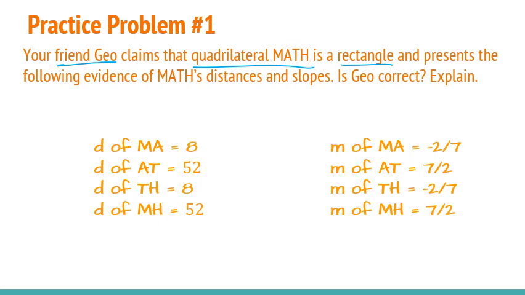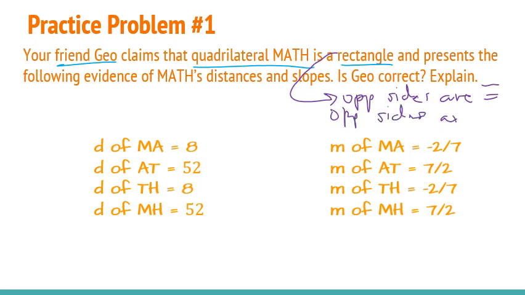Okay, let's figure this out. So one of the first things we want to think about is what are we expecting from a rectangle? A rectangle should have opposite sides that are congruent, right? So our math should show that. We should also say that opposite sides are parallel. So our math will have to show that.